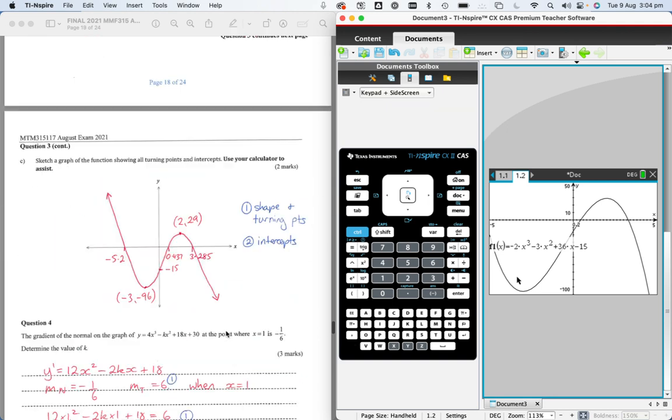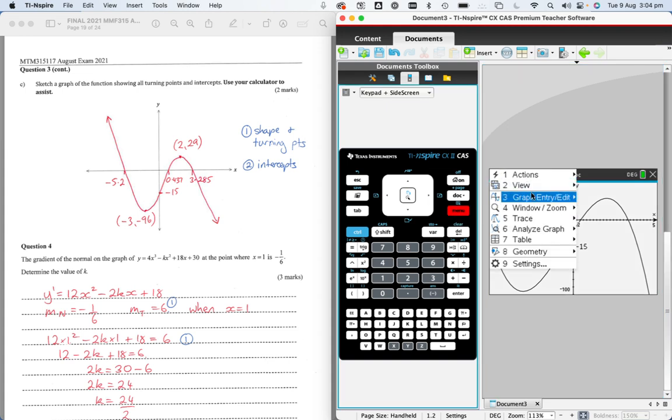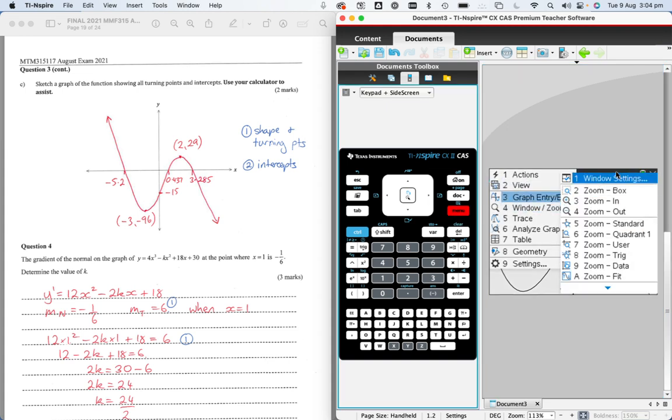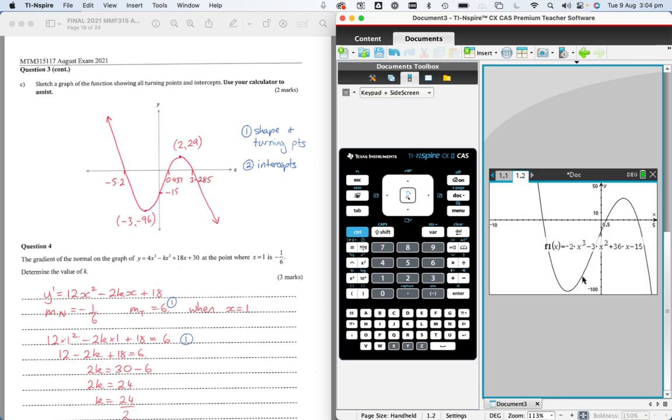So there's my function there, which you can see is pretty much there. I think I stuffed this bit up. I didn't go far enough here because I didn't know that there was an x-intercept all the way over here. So back I go, window zoom, window settings, and I'm just going to change that to -10. Okay, that's better. And now I'm good to go.